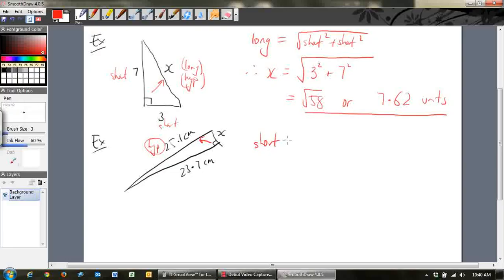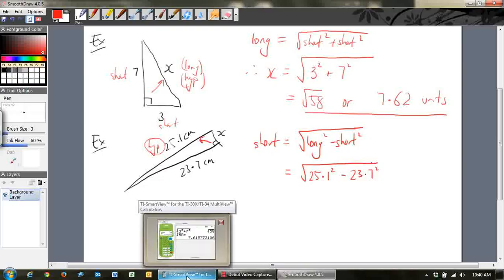So we're trying to find one of the short sides, and remember that the short side is equal to the square root. Now it must be in this order: the long squared minus the short squared. If you do it in the wrong order, you'll get an undefined result, because you'll get a negative number, since short minus long will be negative. So this is equal to long squared, the long side is 25.1 squared, minus the short side, 23.7 squared.